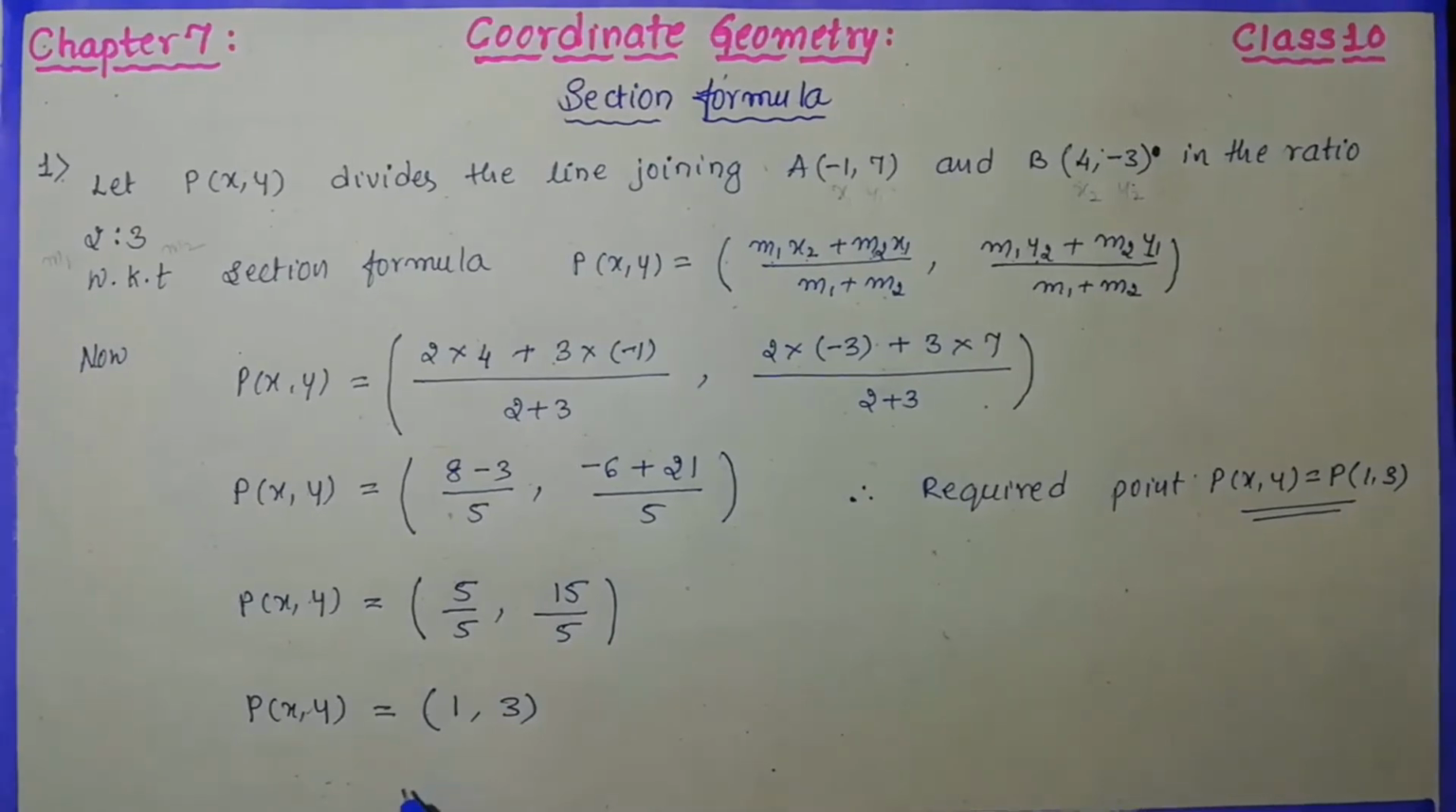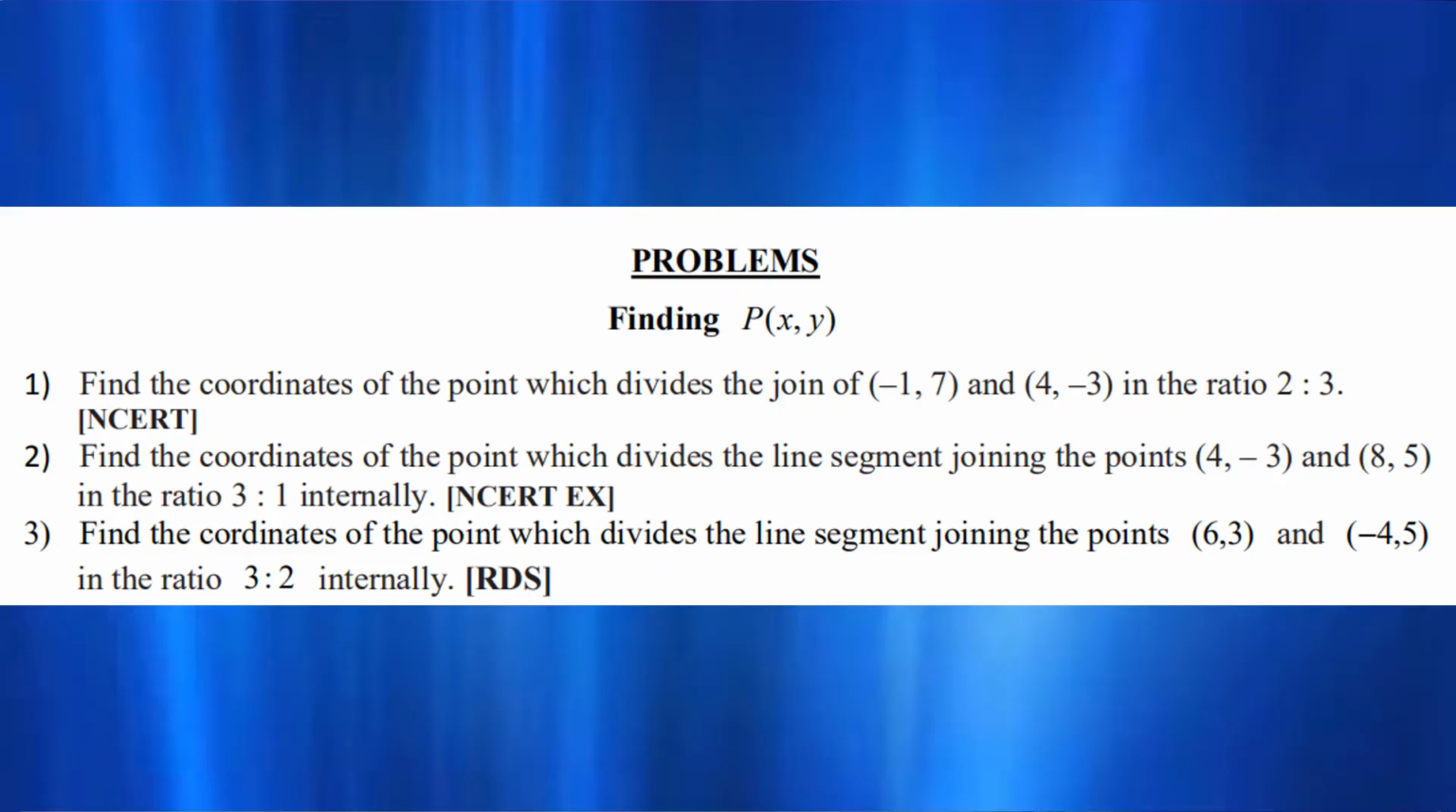And then look at question number 2. Question number 2 and question number 3 are similar to question number 1. Simply you have to find out what? P of x comma y. AB is given, means x1 y1 x2 y2 is given. The second question is actually from the NCERT example. The solution is already given in the textbook, and you can verify your answer.